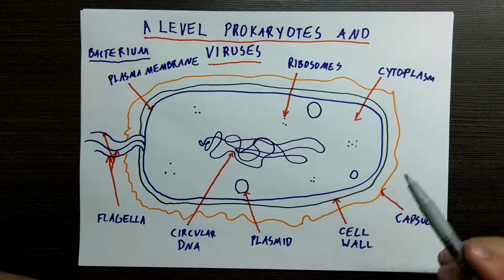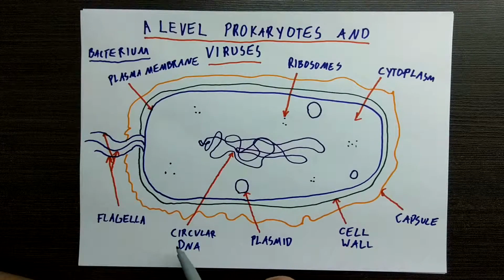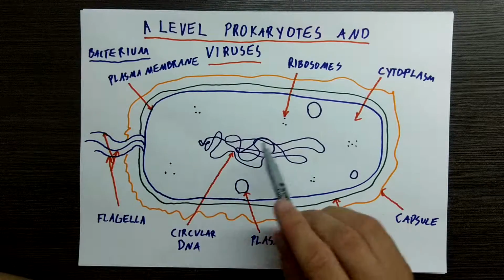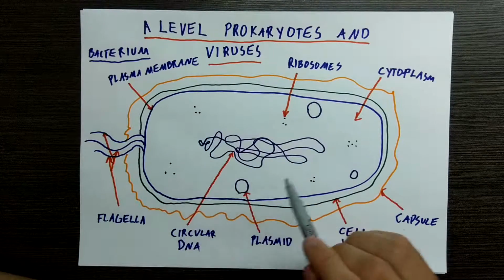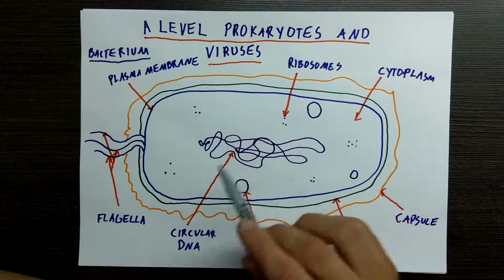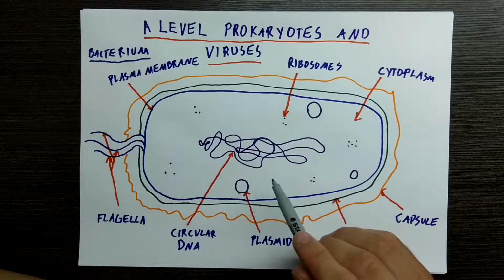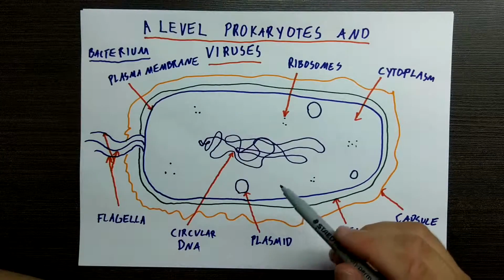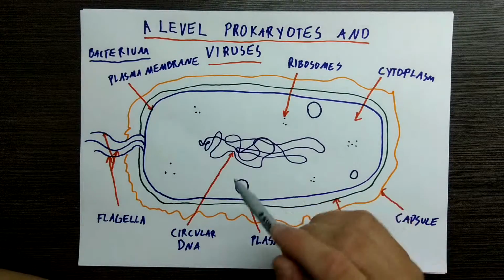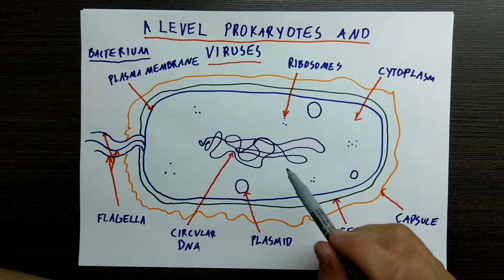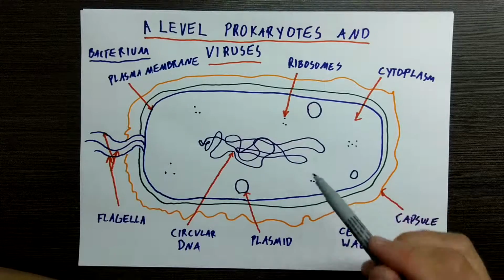Okay, here's the big difference. Here we have a circular DNA. So this is essentially a coiled strand of DNA, the bacterial coiled strand of DNA. Now, what's the difference? Well, as you probably know, the core concept of a eukaryotic cell is that it has a nucleus. Well, here we have no such nucleus.